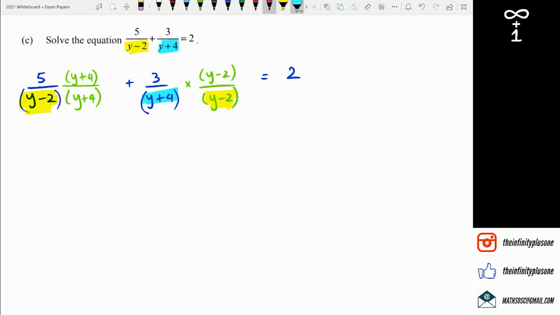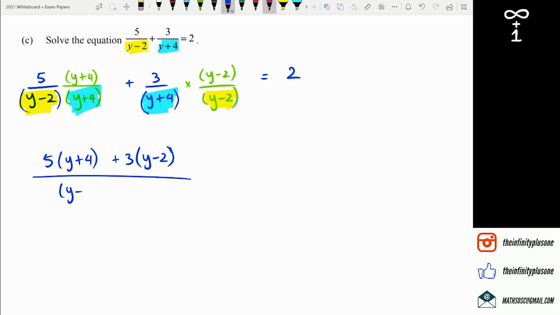All right, so both of them have the yellow part and both of them have the blue part. So expanding the brackets in the top, I'm going to get 5y plus 4 plus 3 times y minus 2. And because the denominators are the same, I can combine them together to leave it as y minus 2 and y plus 4 equals to 2.